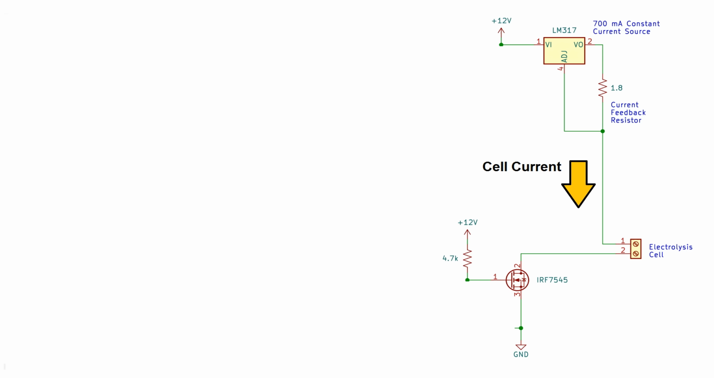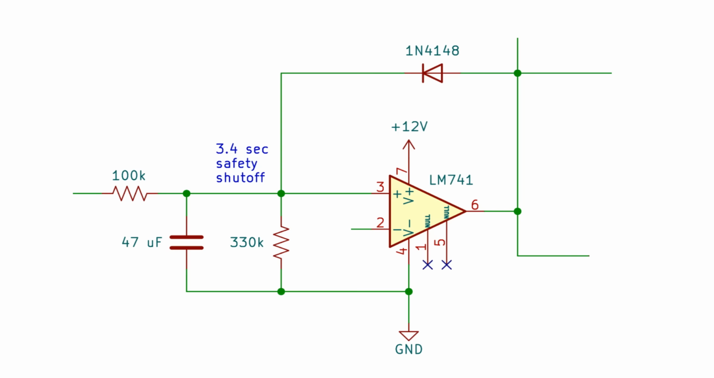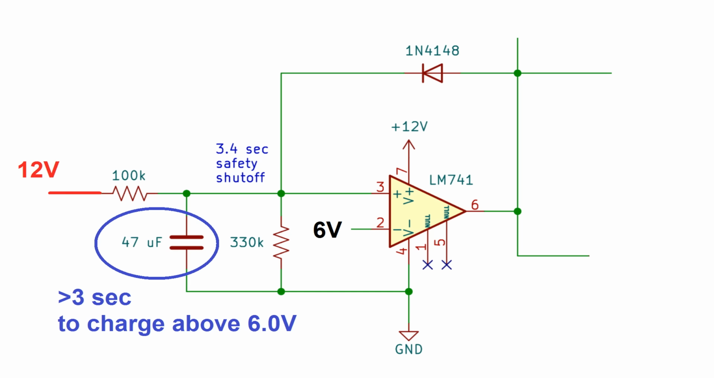But what if something goes wrong, and the pump stops working and the water level keeps rising? That's what the second op-amp is for. It doesn't turn on until the water level sensor has been tripped for over 3 seconds, hence the larger capacitor on the positive rail. If the water level sensor is tripped for this long, my assumption is that something has gone wrong and the whole system needs to be shut off to avoid having the electrolyte overflow from the bowl.